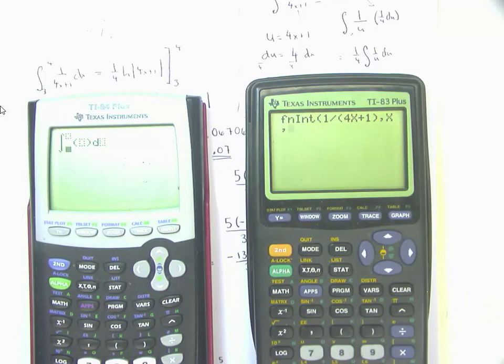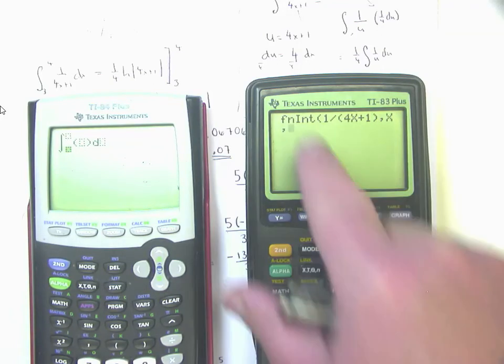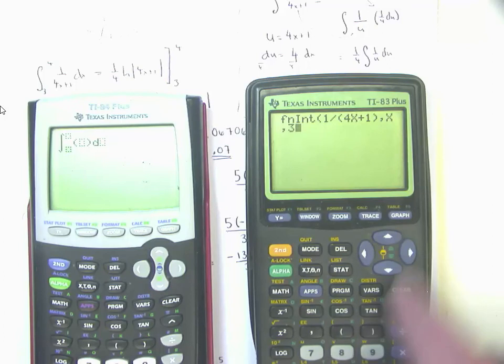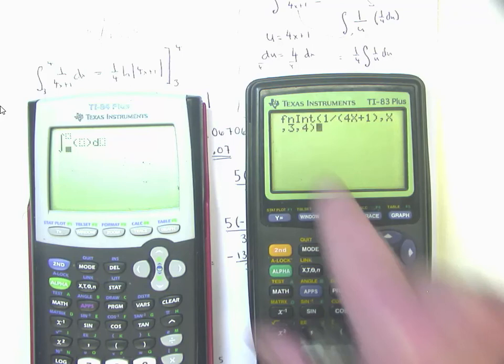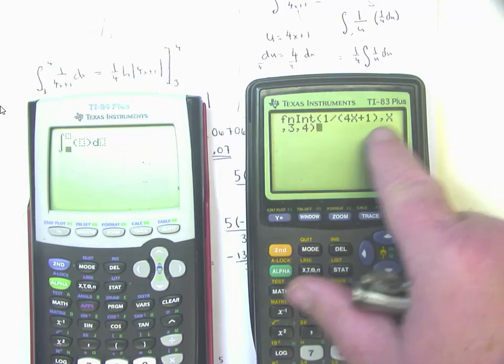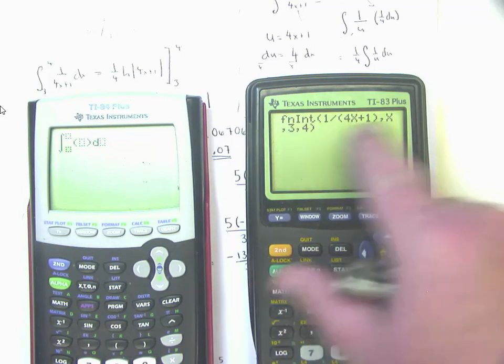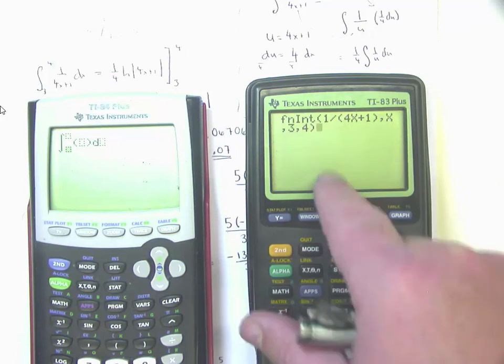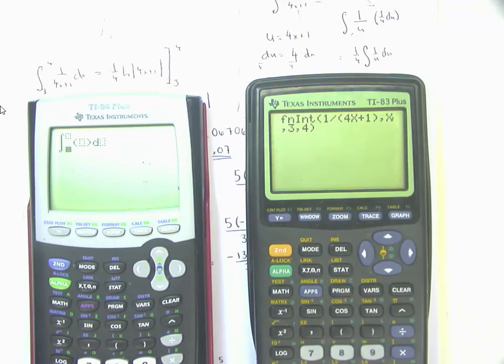Then you type in low bound and upper bound, because you always read an integral from low to high. The lower bound is 3, comma. The upper bound is 4. So this is your keystroke for the program on the old operating system. Function, comma, x, comma, low bound, comma, upper bound, close parentheses. Now, you hit enter, you get that.